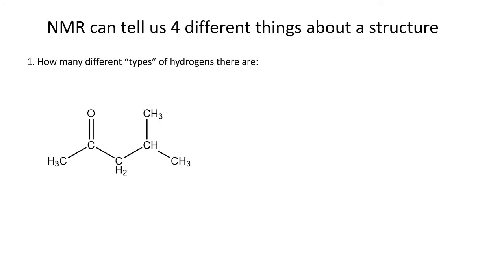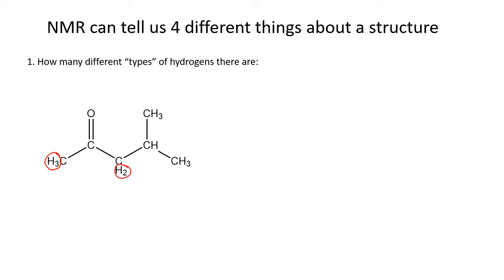NMR is capable of telling us 4 different things about a chemical structure. We'll go through each of those 4 things separately, however, we'll use the same molecule as our example. So the first thing that NMR can tell us is how many different types of hydrogens there are. When I'm talking about types, I'm meaning hydrogens that can be described differently. So let's go ahead and take a look at these 3 hydrogens here. These 3 are connected to a carbon that is connected to a C double bonded to an O. Now there's no other hydrogens in this molecule that can be described exactly the same way.